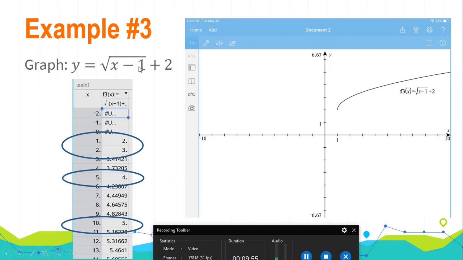So underneath the function is our movement left and right. Remember, x lies to you, so it's going 1 unit right. And then outside the function is our movement up and down. But this doesn't lie to you, so this would be a movement of 2 units up.